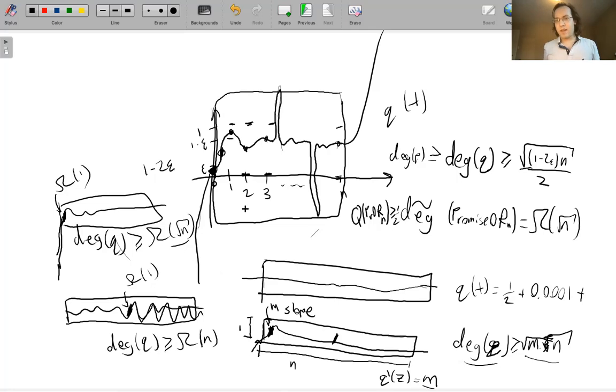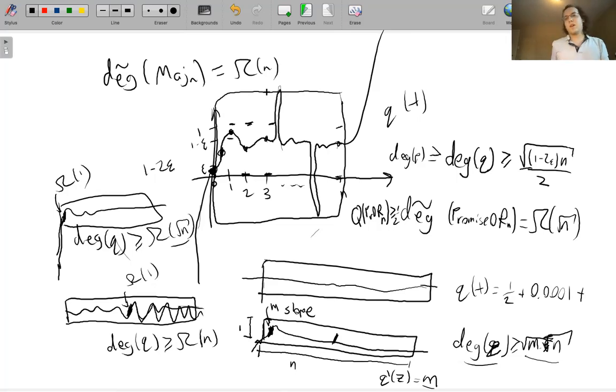Okay, anyway, the notes have the details. Using this, you can basically show that the approximate degree of majority on n bits is Omega(n). Which means the quantum query complexity is also Omega(n). So you don't get any speedup for majority. You have to, up to a constant factor, read all the bits, even with a quantum algorithm.